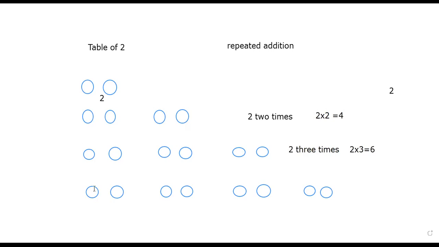Similarly, the next one: we are writing 2 balls 4 times. 1, 2, 3, 4. That means we have written 2 four times. We made 2 balls, but 4 times this time. So how are we going to write it? 2 with the multiplication sign, then 4, then it's equal to. So 2 fours are 8. Done? This is the way we learn our multiplication table.